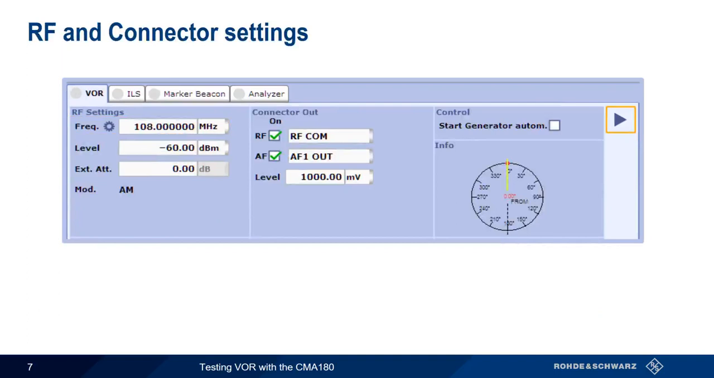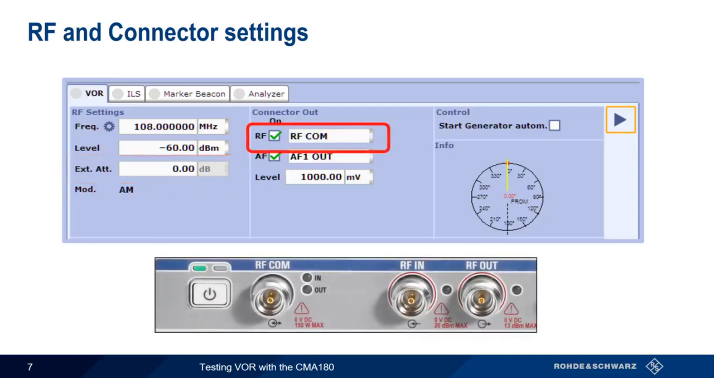Let's start by looking at the general parameters for VOR signal generation. Frequency and level should be set appropriately, and any gain or loss in the RF output path can be indicated using the external attenuation parameter. Either RF COM or RF out can be used to output the VOR signal. Normally, VOR signal generation only begins when the generator or play button is pressed, but if Start Generator Automatically is enabled, the CMA will begin transmitting the VOR signal as soon as the Generator tab is selected.